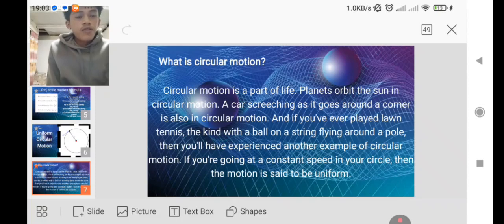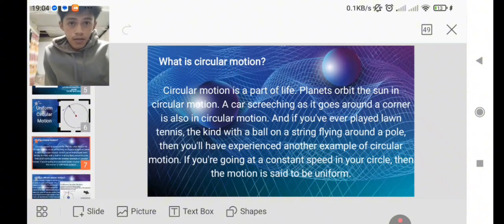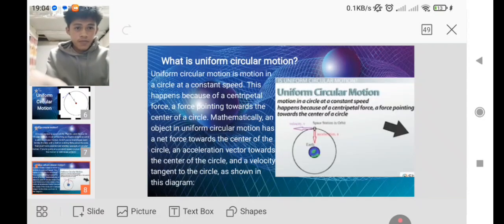And if you ever played lawn tennis, the kind with a ball on a string flying around a pole, then you have experienced another example of circular motion. There are many more examples. If you're going at a constant speed in a circle, then the motion is said to be uniform. So what is uniform circular motion? Uniform circular motion is motion in a circle at a constant speed.